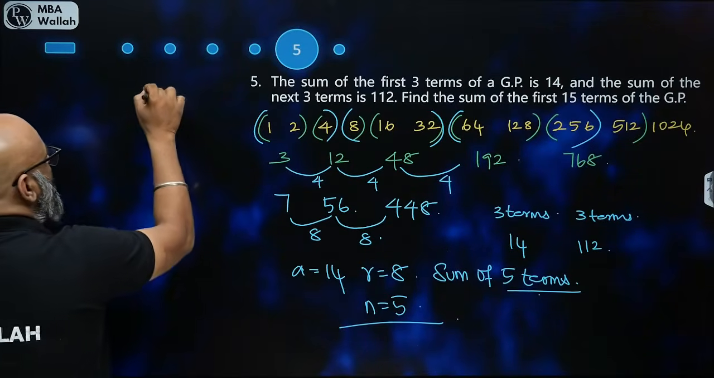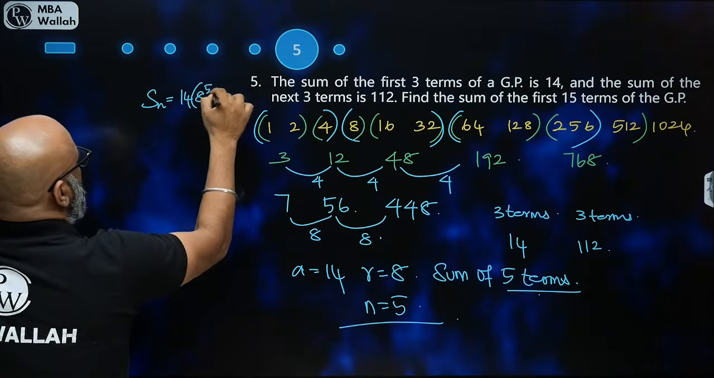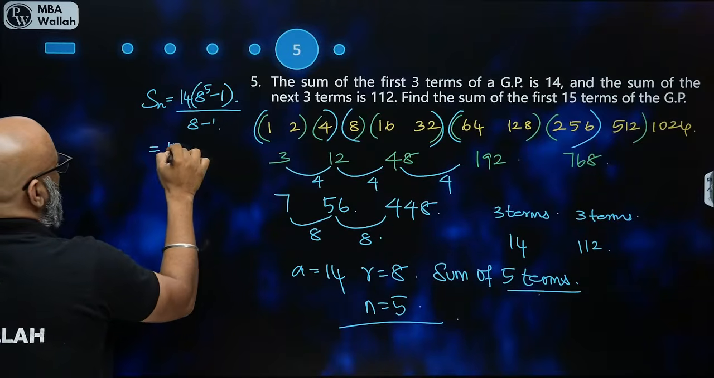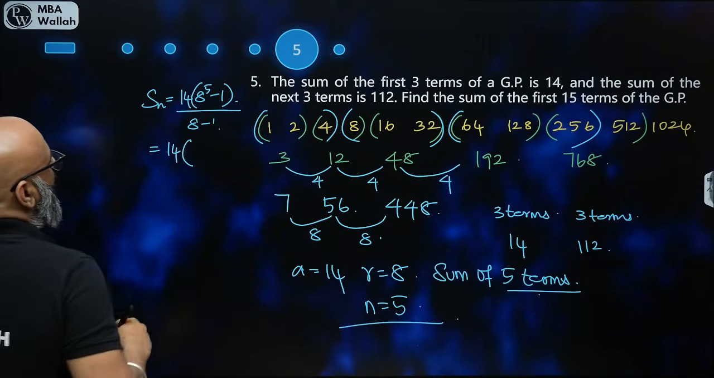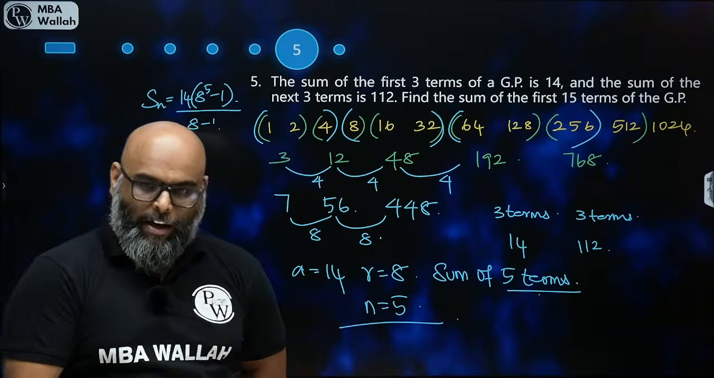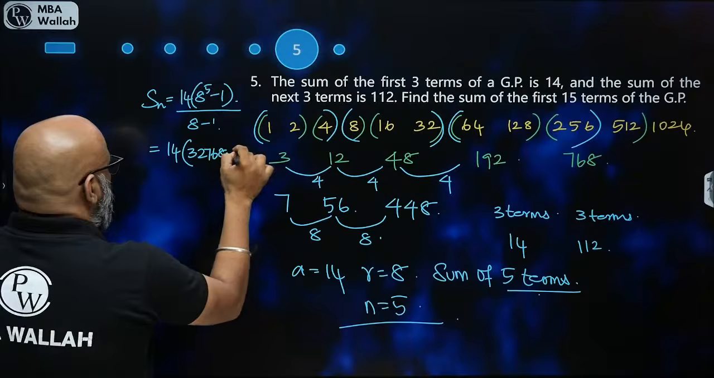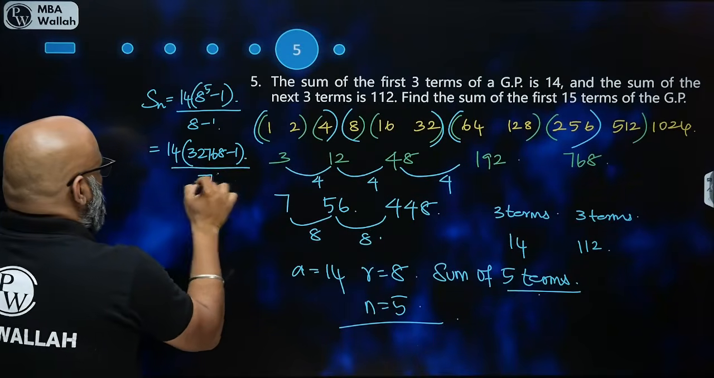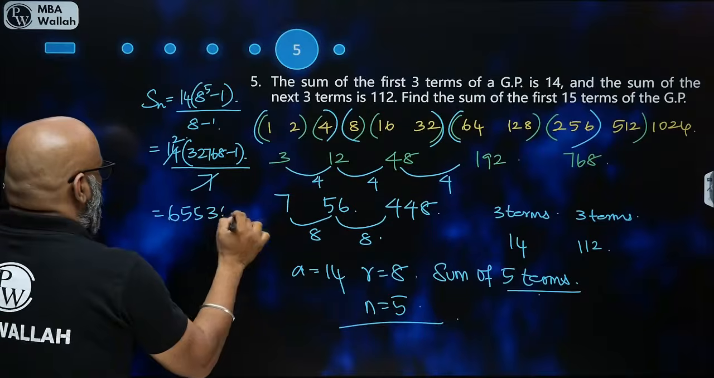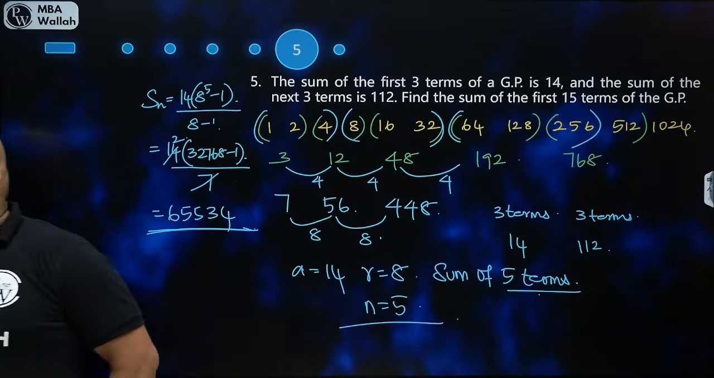So Sn is equal to 14 into 8 power 5 minus 1 divided by 8 minus 1, or 14 into what is 8 power 5, which is again 2 to the power 15. That will be 32,768 minus 1 divided by 7. Cancel it. 655. And here we have your answer.